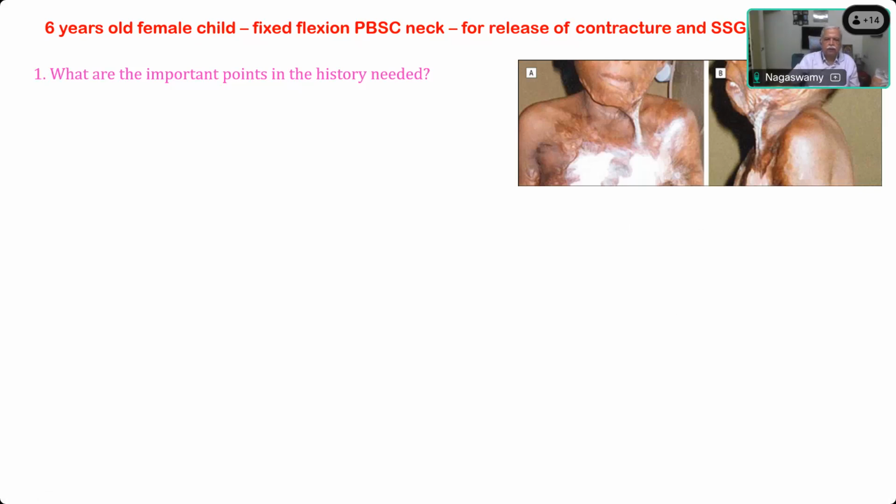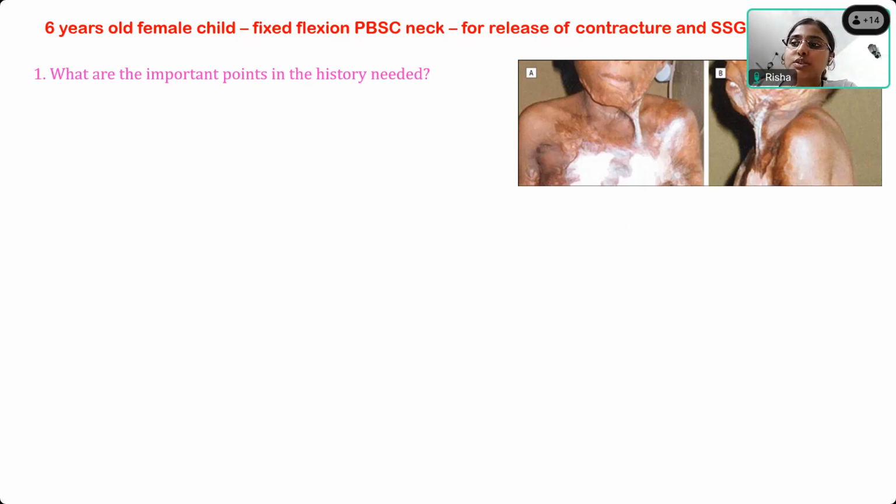How are burns classified? What are the various methods of classifying burns? Burns are classified based on the depth of the burns, isn't it? Yes, sir. Class 1 is only the superficial epidermis.